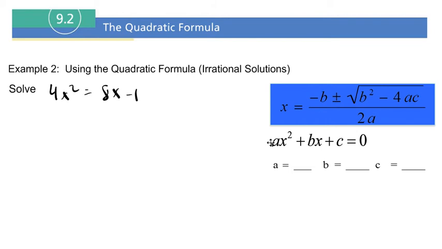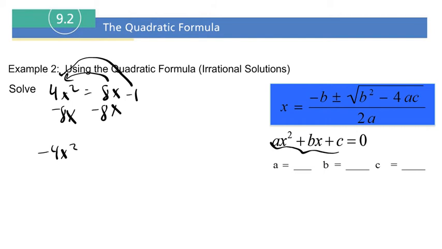So I want this to look like this over here. So notice that I'm going to take my 8x and I'm going to put that over here, and I'm going to take my -1 and I'm going to put that over here as well, because they have to all be on the left side. So first I'll subtract 8x from both sides, and I get -4x squared minus 8x equals -1.